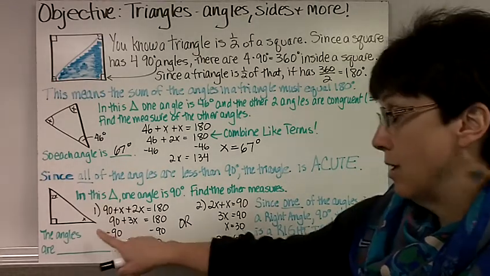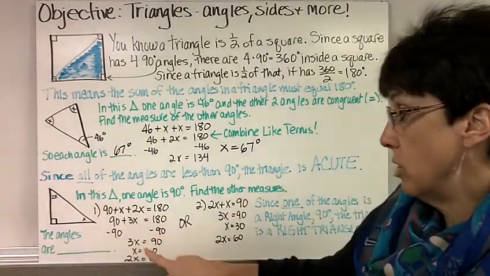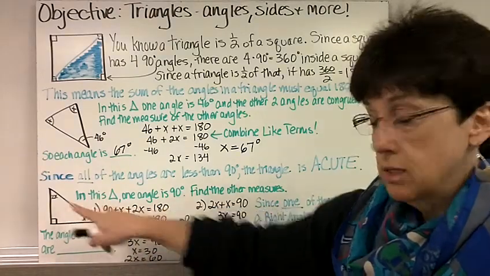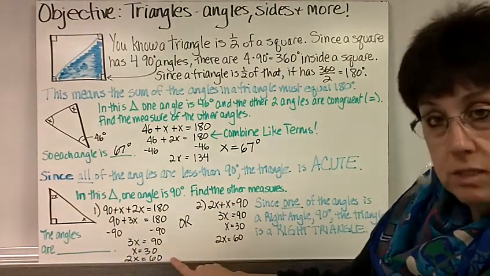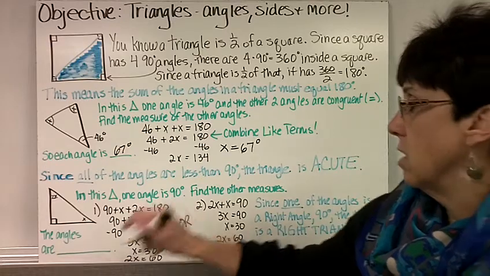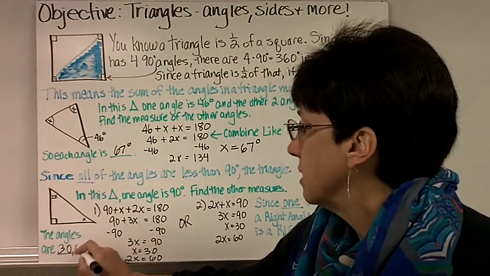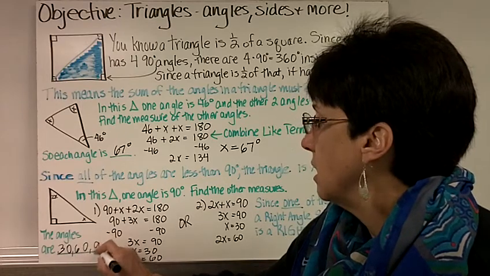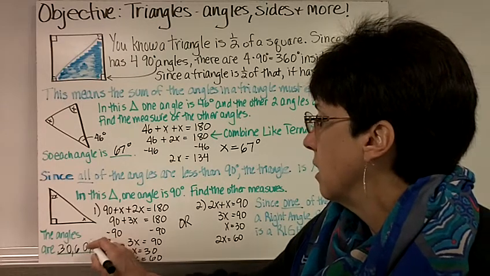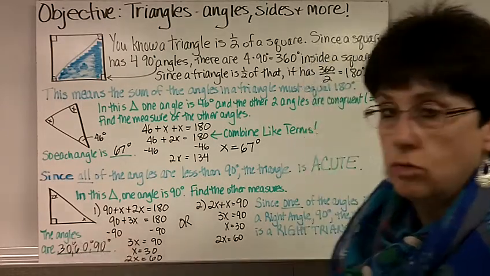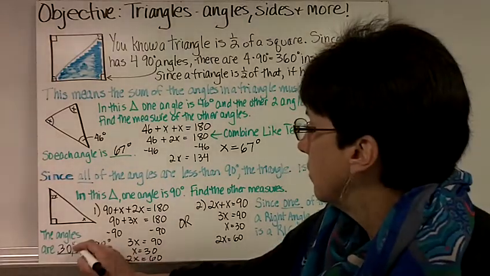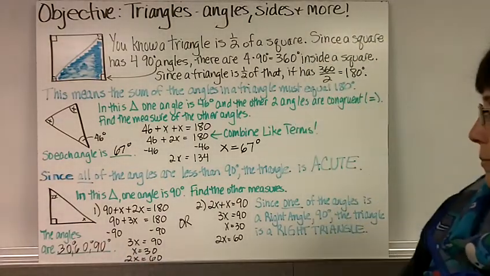You're not done, okay? You just know that this is 30. And then this is 2 times x, so 2x equals 60, because 2 times 30 is 60. So the angles in this one are 30, 60, and 90 degrees. And that's a little special triangle that you'll learn more about when you're in geometry.